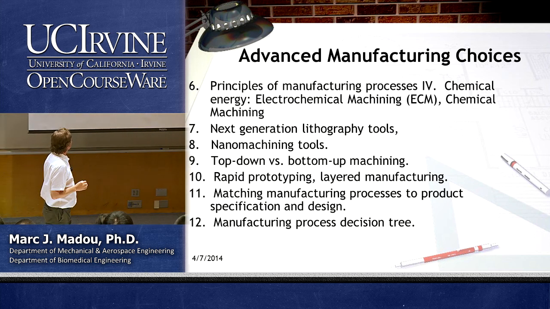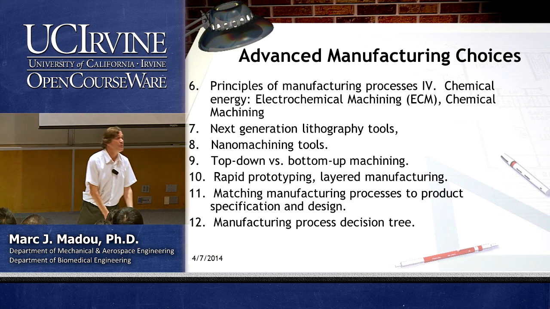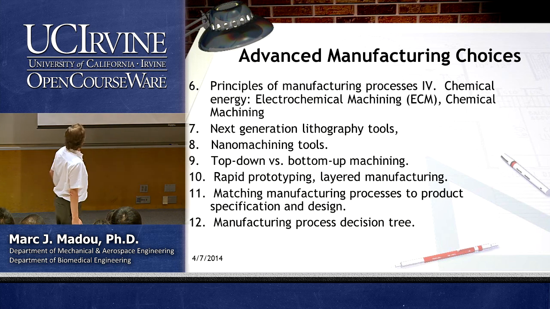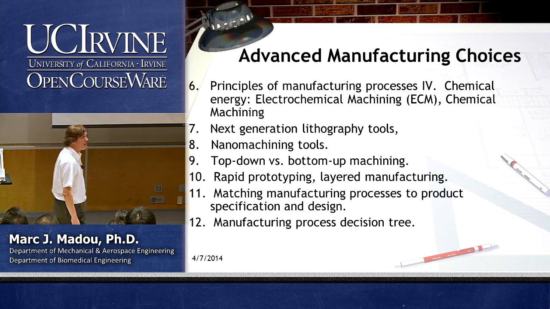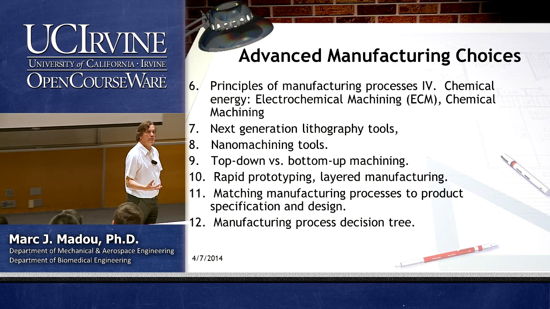We'll talk about nanomachining tools, top-down versus bottom-up machining, rapid prototyping, which is class 10, is actually what you will be getting on Monday. And then the practica, of course, will directly flow out of class 10. Then 11 is kind of, you know, coming towards the end of the quarter, matching manufacturing process to product specification and design. That will be in the final. You will get such a problem.